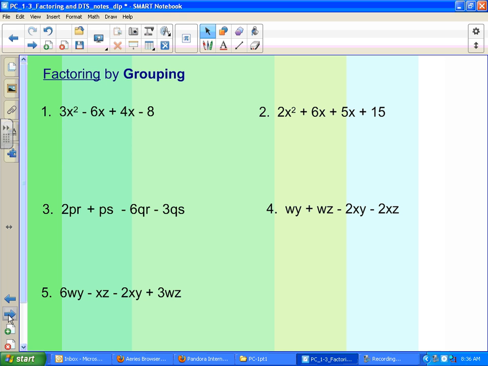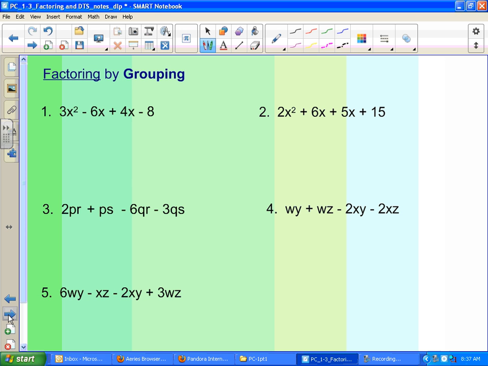I could work with the first term and the third term. I could work with the second and the fourth, the first and the fourth. But grouping just allows us to end up with a common, usually it's a binomial, but it doesn't have to be a common binomial after I group pairs together, and then that common binomial becomes my GCF.